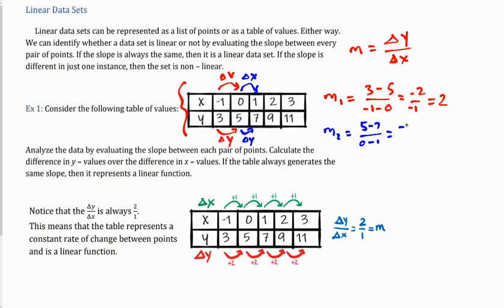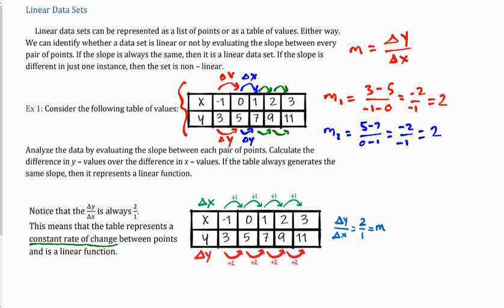5 minus 7 is negative 2. 0 minus 1 is negative 1. Negative divided by negative is positive. We see that the slope value is still the same. And we can do this throughout for every pair of points. And I will leave that for you to verify that each and every time we will get a slope that simplifies to 2. Since the slope is always 2, this means that this data set is linear because it has a constant rate of change.